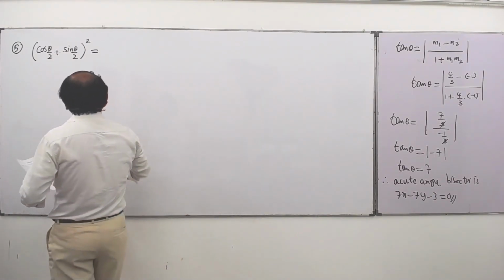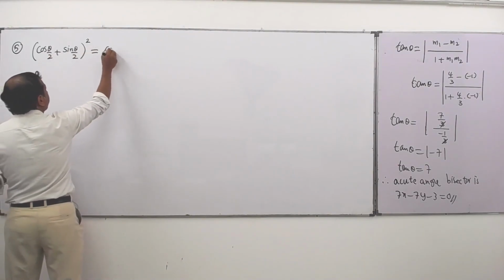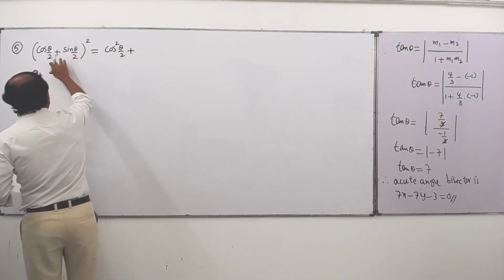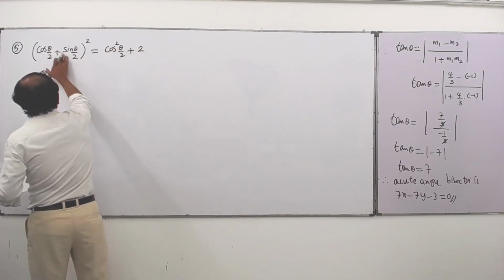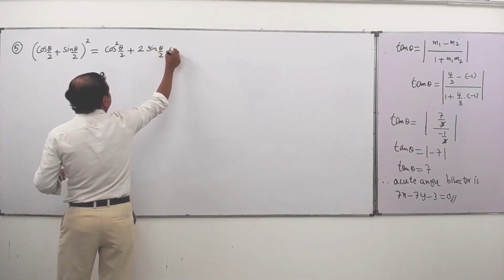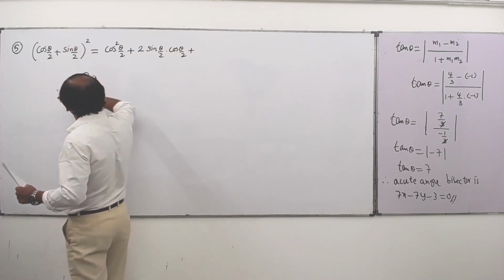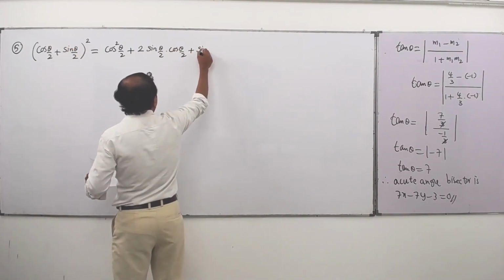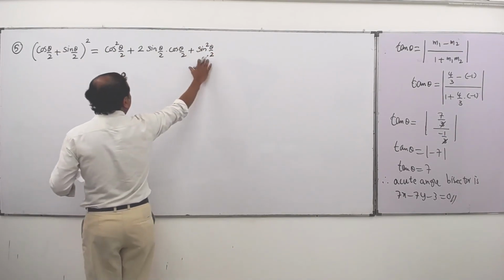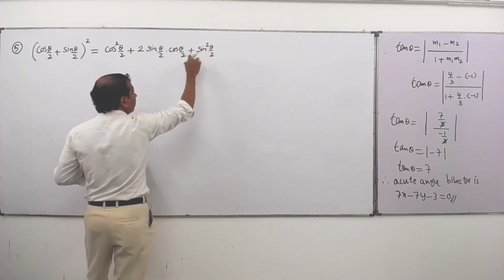I will square this using a plus b squared. What is that? Cos square theta by 2, for the middle term, 2 times this multiplied by this, sin theta by 2 into cos theta by 2, square of this, sin squared theta by 2. This and this when you take together, we get what? Cos square theta by 2 plus sin square theta by 2, it is 1.